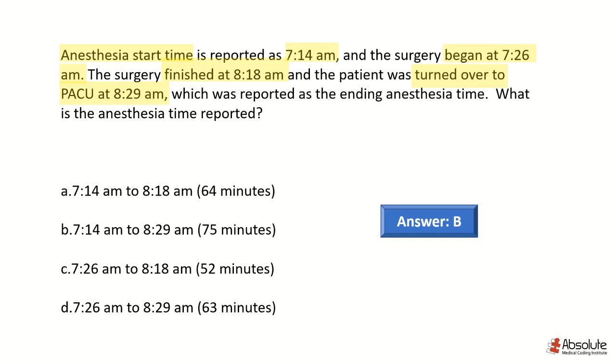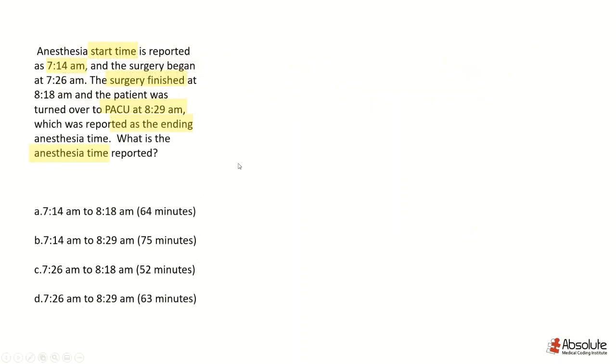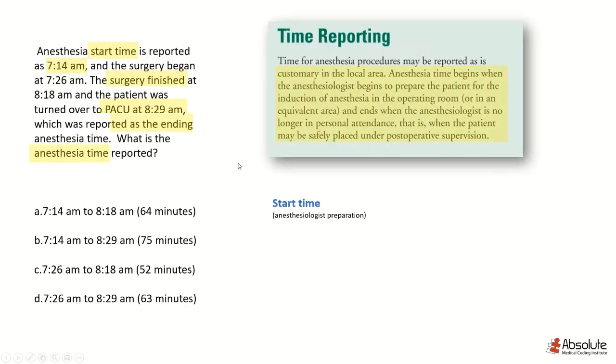So that anesthesia start time was 7:14, they began at 7:26, they finished at 8:18, and they were turned over to PACU at 8:29 a.m. The one thing I would say when you are calculating anesthesia time is to focus on what you need: the start time and the ending time, which is when they are turned back over. So the start time is 7:14. But we don't need when the surgery started. That's 7:26. So don't confuse the two. That'll help you get there quickly.